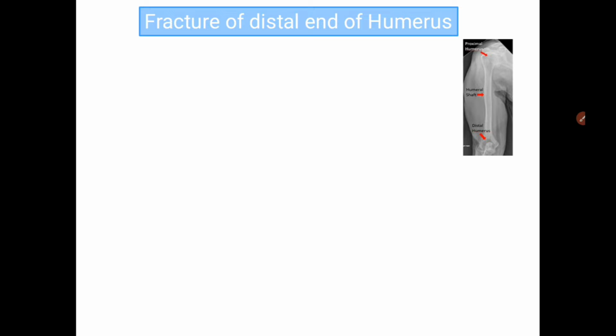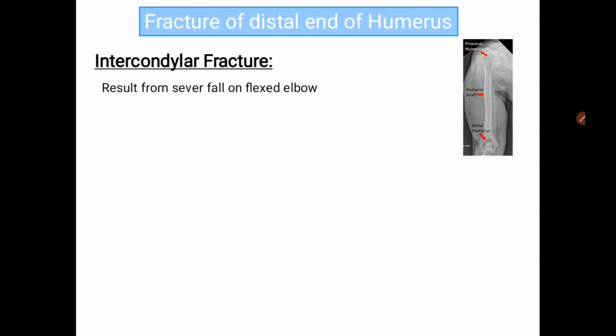Next one is a fracture of the distal end of humerus. The fracture of the distal end of humerus, usually an intercondylar fracture, results from a severe fall on a flexed elbow. When your elbow is flexed and you fall on something, then an intercondylar fracture occurs. In this type of fracture, the olecranon of the ulna is driven like a wedge between the medial and lateral parts of the condyle of humerus, and may separate one or both parts. Okay.